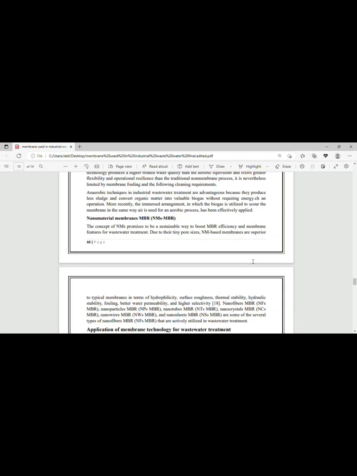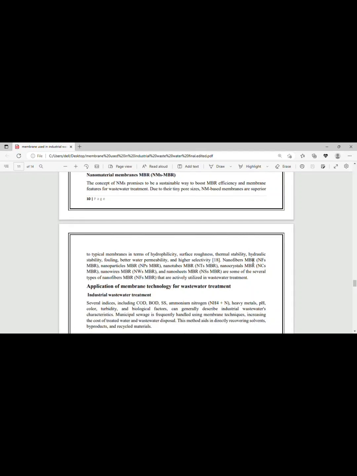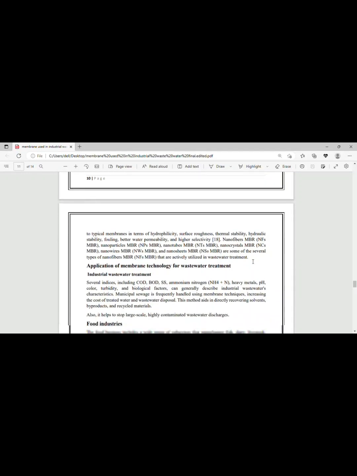The concept of nanomaterials promises to be a sustainable way to boost MBR efficiency and membrane features for wastewater treatment due to their tiny pore size. It improves on typical membranes in terms of hydrophilicity, surface roughness, thermal stability, hydraulic stability, fouling, better water permeability, and higher selectivity. Nanofibers, nanoparticles, nanotubes, nanocrystals, nanowires, and nanosheets are some of the several types of nanomaterials that are actively utilized in wastewater treatment.